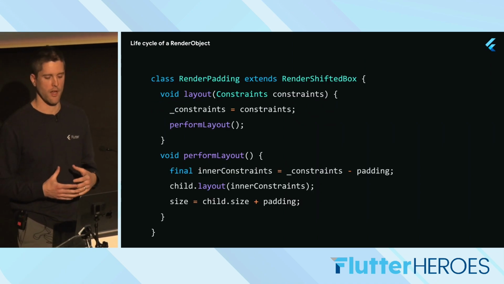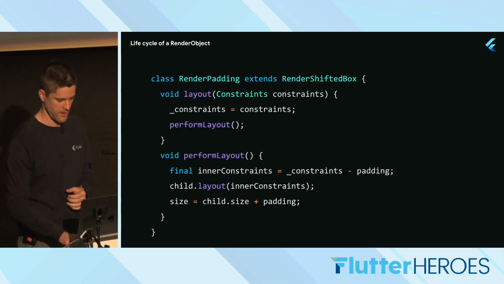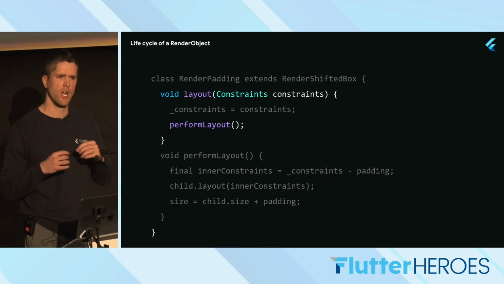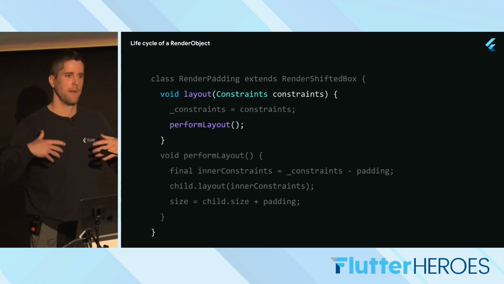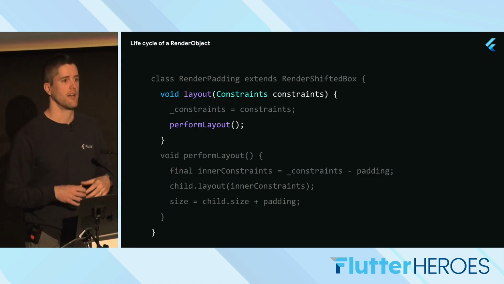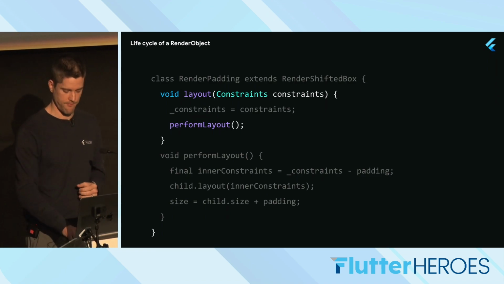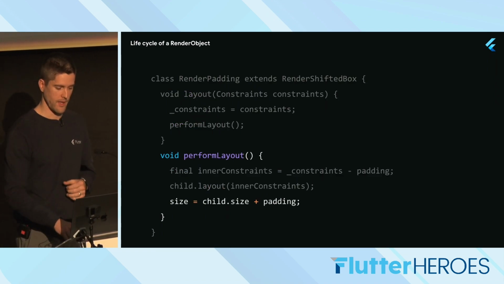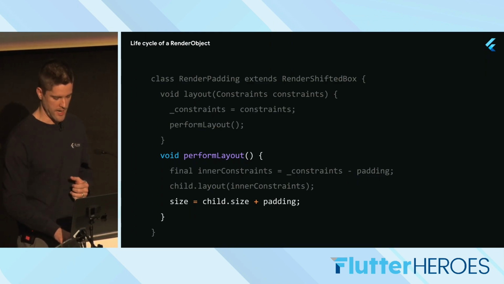So here's an example of the padding widget's render object, called render padding. And we can see here that we've got the perform layout method. There's tons of bookkeeping stripped out of here. In fact, all code samples in this talk will have enormous amounts of tedious bookkeeping that the framework does stripped out. But it ultimately calls perform layout. And then in perform layout, it asks its child to lay out, and then uses that information to determine its own size.